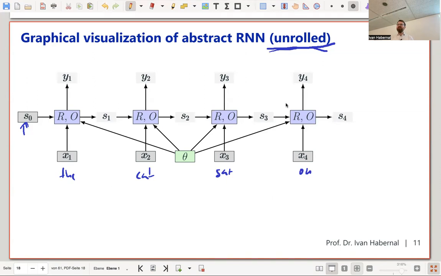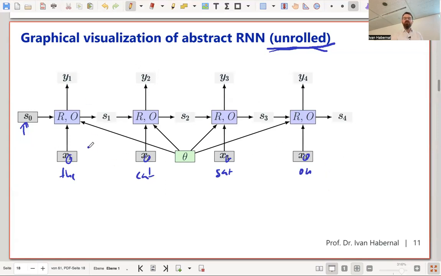It means that these functions R and O have some parameters. The functions R and O are the same at each position. It also means that these functions R and O have the same parameters, no matter if you're at position 1 or 2 or 3 or 4, right? This is like shared parameters. So the parameters of these functions will be shared independent of the position of this input.